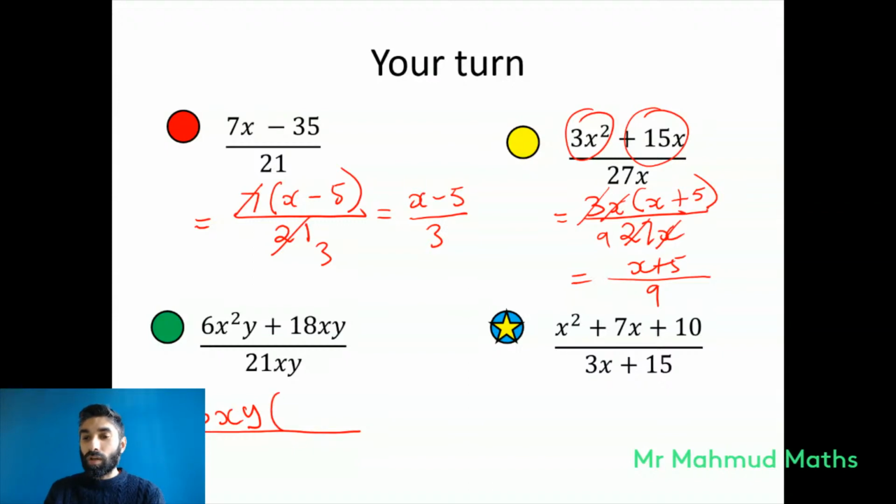Brilliant. Now, what do I need to times 6xy to get to 6x squared y? Yes, brilliant, Josh. Josh is on a roll. X. And what do I times 6xy by to get to 18xy? Thinking time.